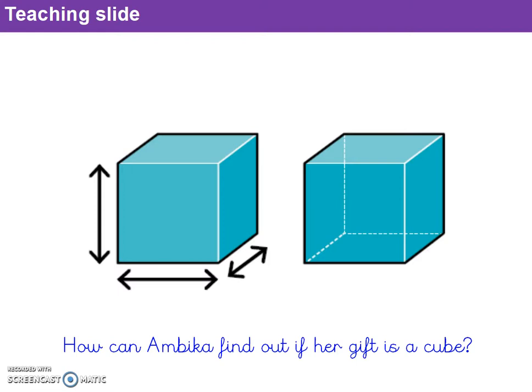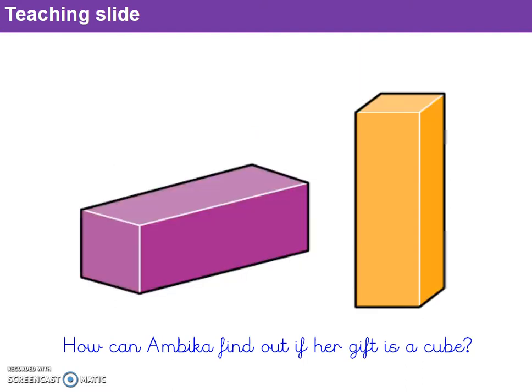So we can see that when we're looking at a cube, we're looking at a 3-dimensional shape. We're looking for it to have 8 vertices. We're looking at it having 12 edges. And we're looking at it having 6 faces. However, we've got a slight problem here. Because a cuboid, as you can see on the screen now, has exactly the same properties.